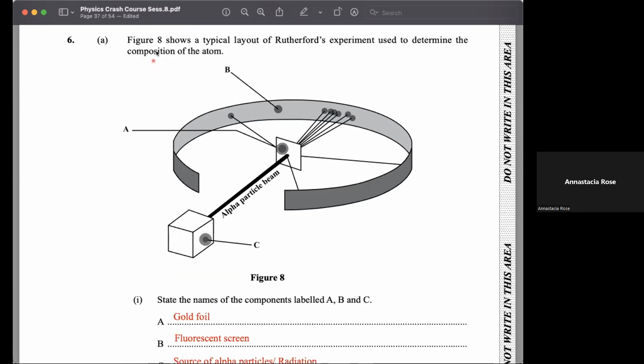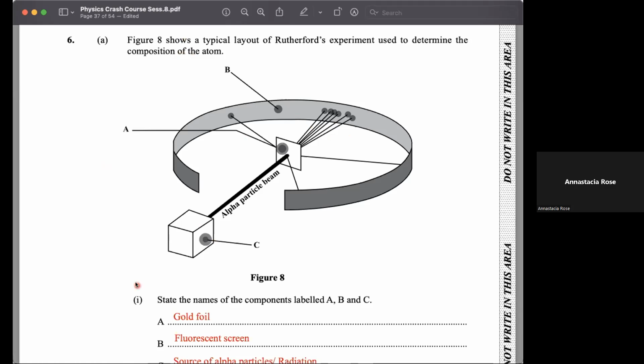All right, so here we have a typical layout of Rutherford's experiment used to determine the composition of the atom. If you recognize this, it should be the Geiger-Marsden experiment, which was conducted to basically disprove the plum pudding model. And so you're asked to label the components A, B, and C.